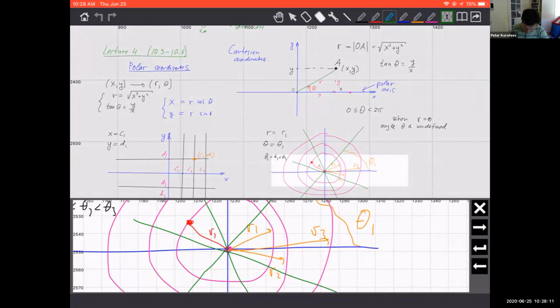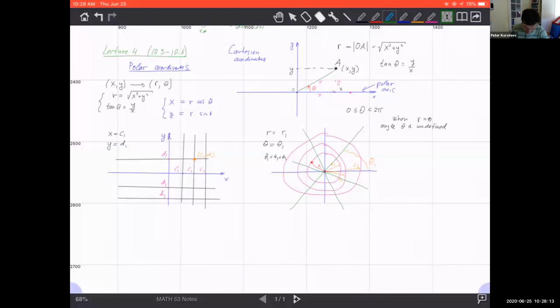So indeed, what happens as you do this transformation, right? As you go from Cartesian coordinates to polar coordinates and apply these formulae, what happens is that this mesh, this grid of parallel vertical lines and parallel horizontal lines becomes this interesting sort of network of concentric circles around the origin and radial rays that go in all directions.